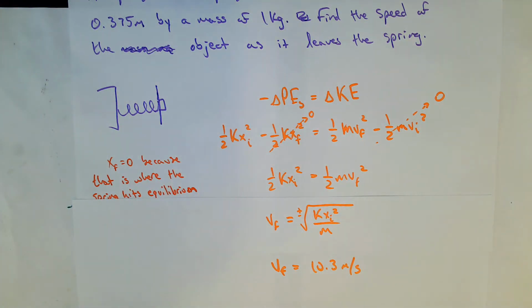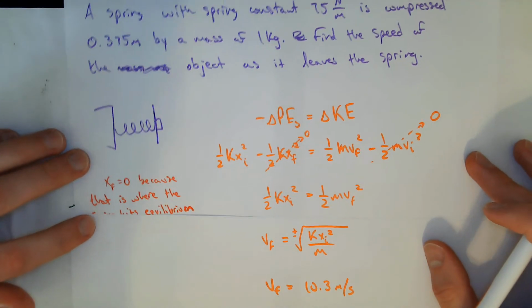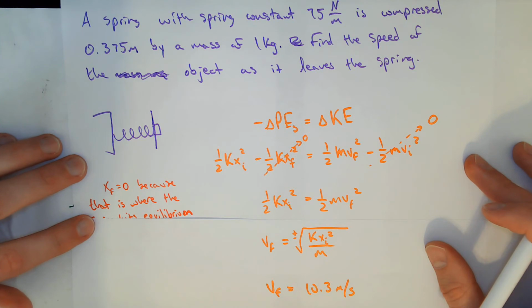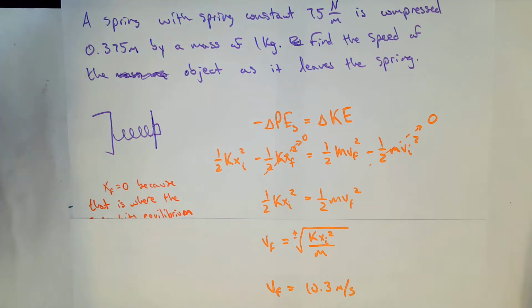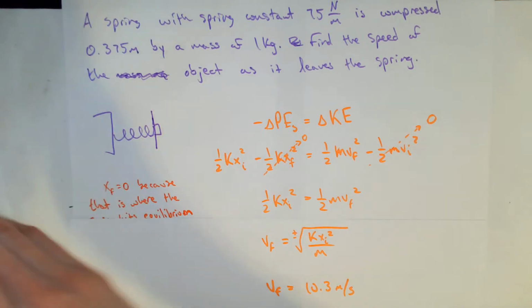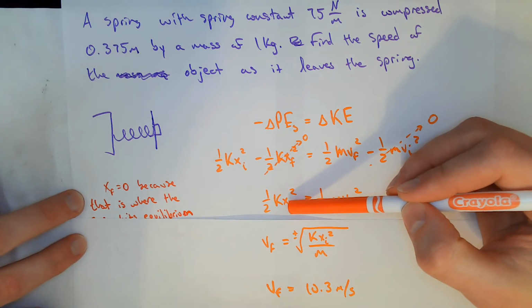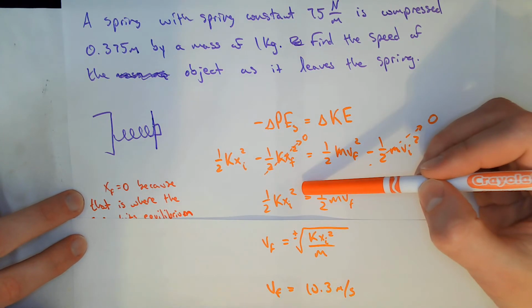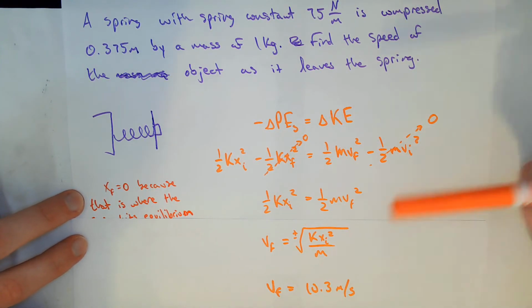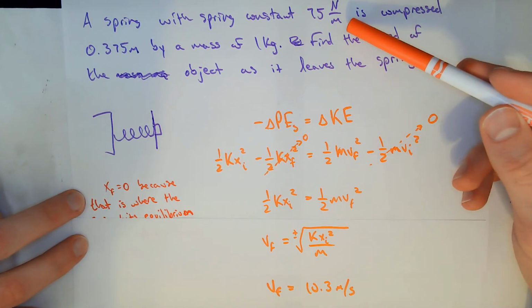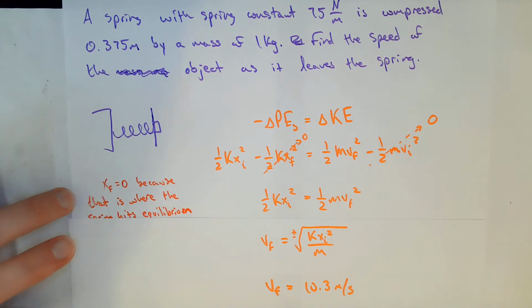Oh, how did I get all that? Excuse me. X initial is 0.375. Actually, technically, since it's compressed to the left, X initial is negative 0.375, but it gets squared, so the negative doesn't play a role. K is 75 newtons per meter. Mass is just 1, and then square root.